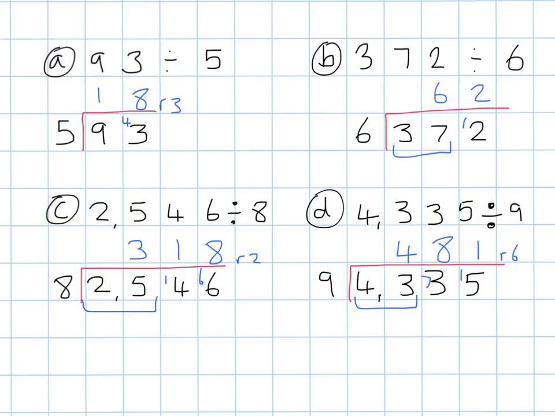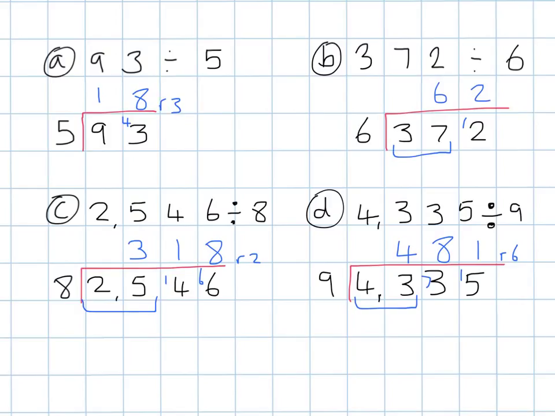Here are your answers. We'll go through them very briefly. For 93 divided by 5, it's 18. You can get one lot of 5 from the 9, that carries 4 over, and then I can get 8 lots of 5, which is 40 from the 43, leaving me with a remainder of 3.